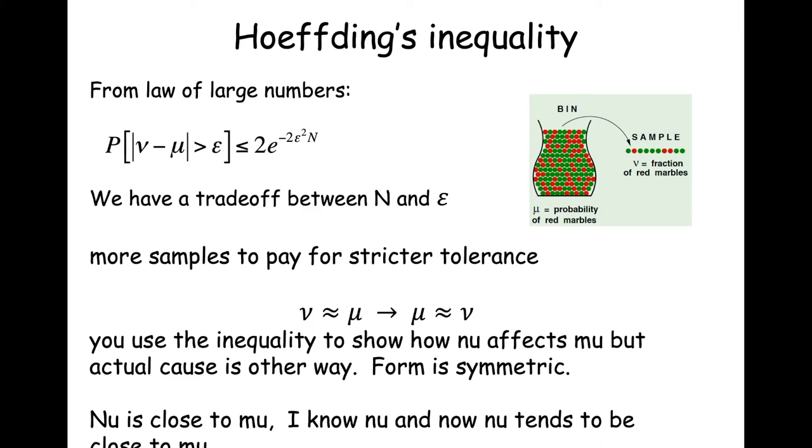What Hoeffding's inequality says is, as long as we maintain the right balance between our tolerance epsilon and the number of samples, then even though we don't know what mu is, we know that it will be close enough within our tolerance. Most of the time, with small probability of failure, it'll be close enough to nu without knowing what mu is. All right. So we use this inequality to show how nu affects mu, but the actual case is the other way around.